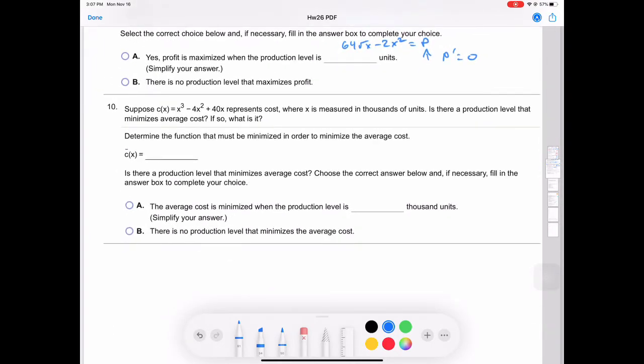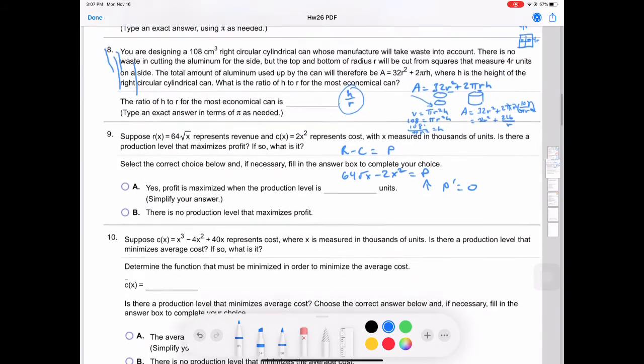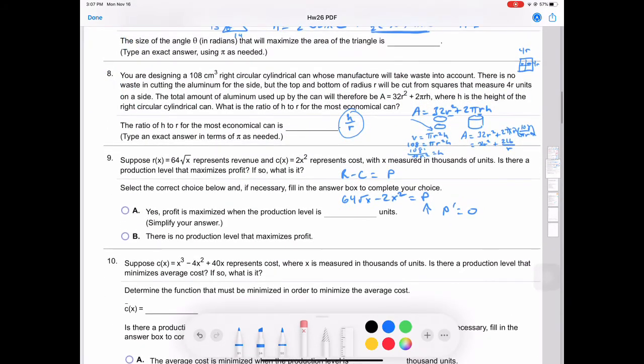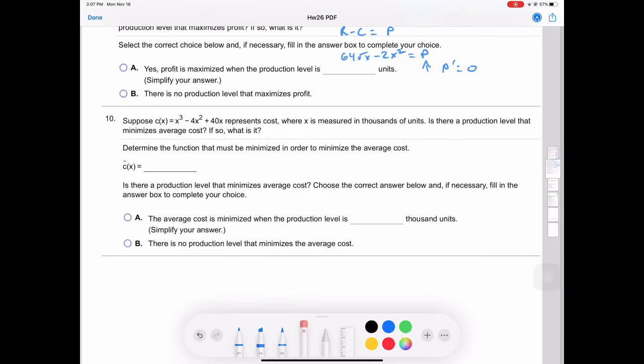Next question. Suppose C is equal to x cubed and so on, representing the cost, where x represents thousands, is a production level that minimizes the average cost. So what is the average cost? See, the thing is, they told us not just the cost, the average cost. So the equation for average cost is you take the cost and you divide it by the number of units. In this case, x is in thousands of units.